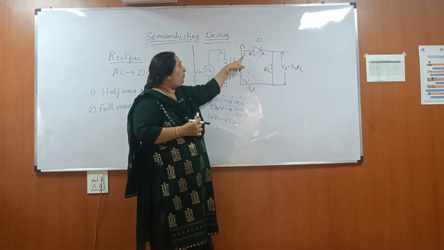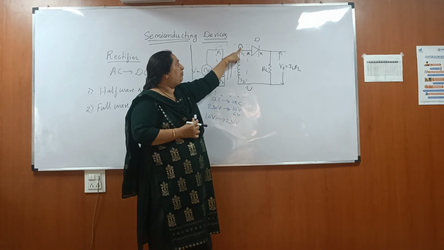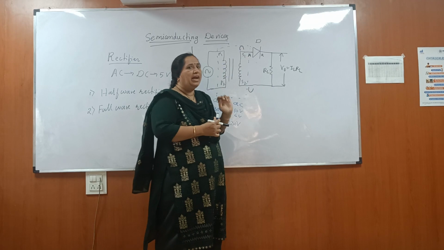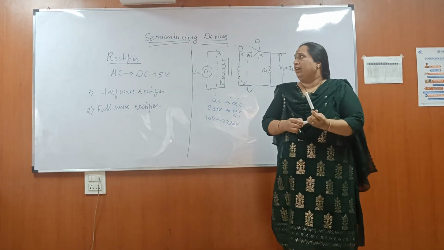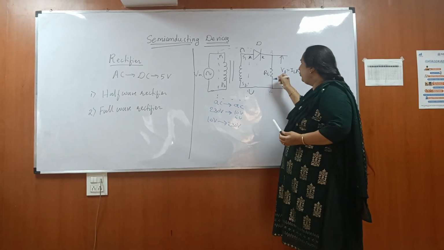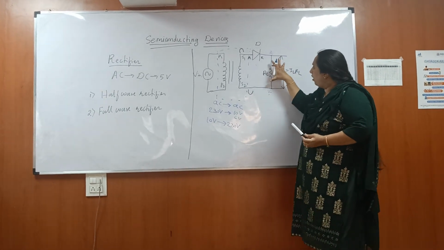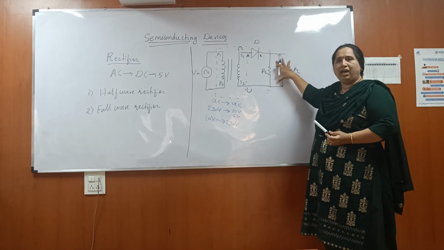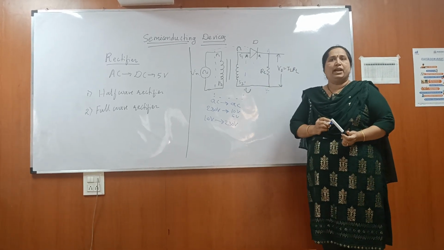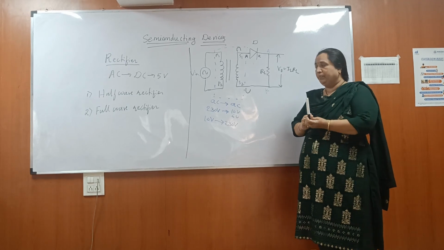So during the positive half cycle, when S1 is at positive potential and S2 is at negative potential, this diode conducts. So current flows through this diode, from A to B. So we get output voltage across RL. In this way, for the positive half cycle, the diode conducts and we get output.